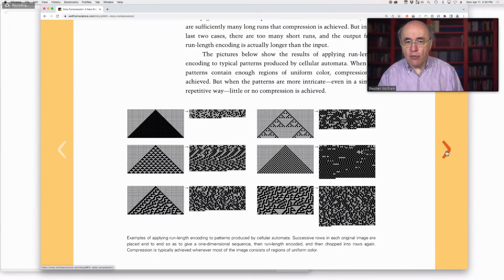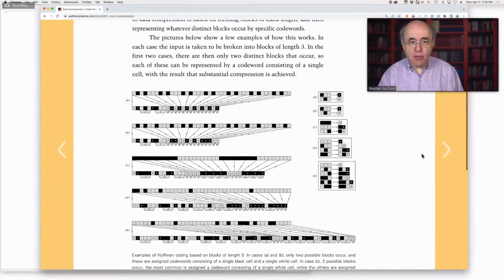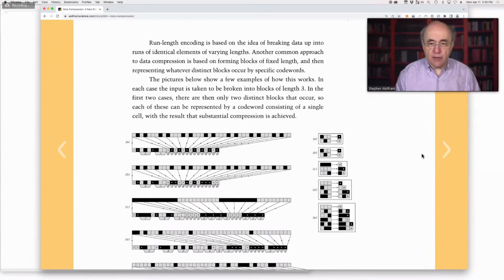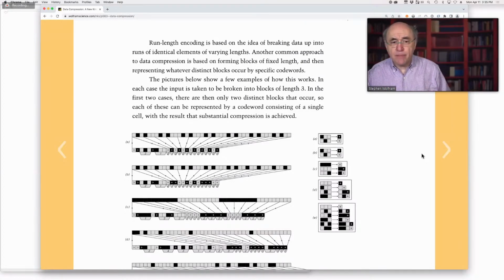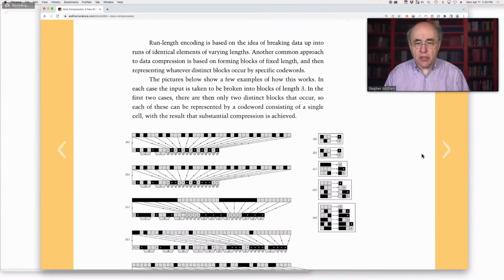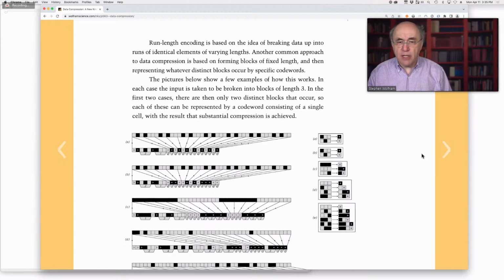Okay, so let's see, what do I do next? The next thing I look at is what's called Huffman coding. In run length encoding, you're just saying, let's take these runs of bits and specify in binary how long those runs are. In Huffman coding, you're saying, let's take these blocks and, depending on the frequencies of these blocks, use short code words for more frequent blocks.